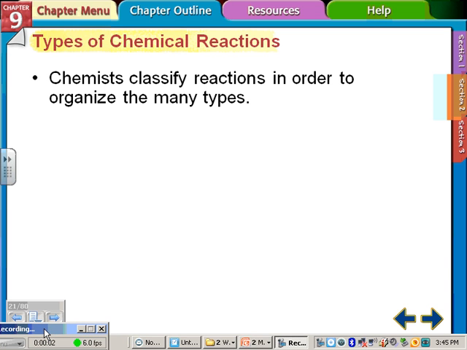All right, now that you've learned to balance chemical equations, we're going to start predicting the products of chemical reactions and classifying the different types of chemical reactions.